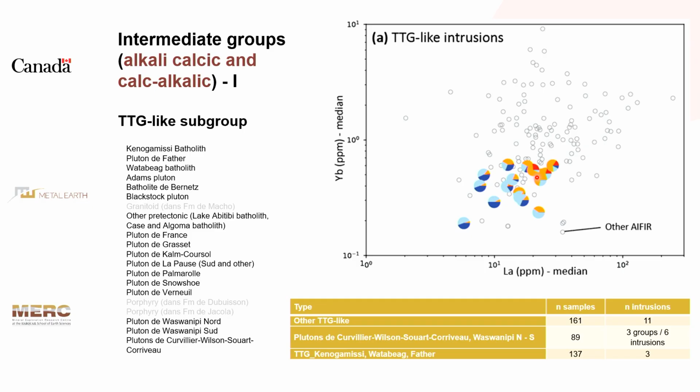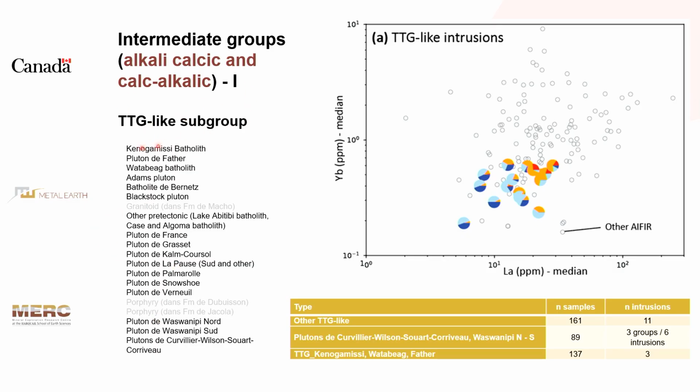Okay, so to conclude on the TTG suite, because in the last few slides, we've talked a lot about tonalite and a little bit about diorite, in this group I'm going to talk about the granodiorite. So where do the granodiorite stand? They stand in the intermediate group on the alkali calcic and calc alkalic, meaning that they contain more alkali than your calcic group, which is normal for a granodiorite. And you've got here the list of plutons.